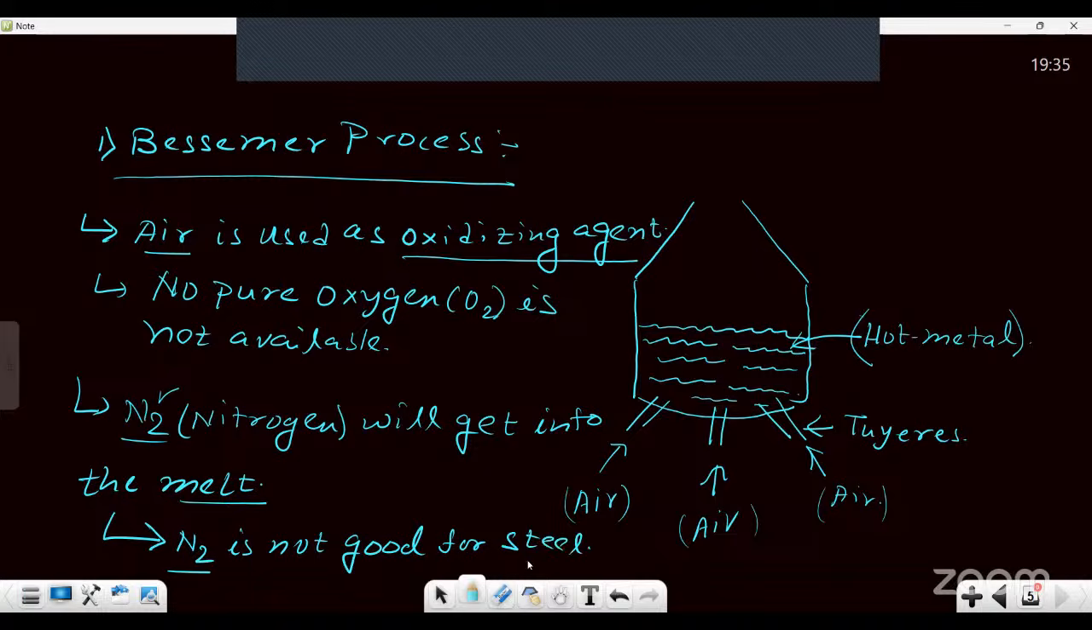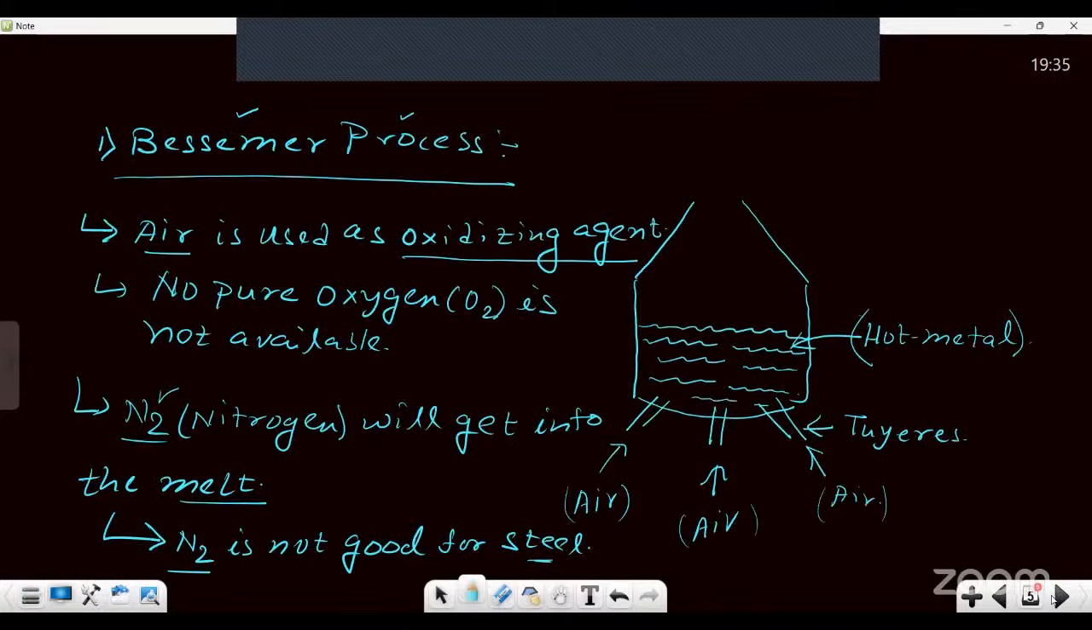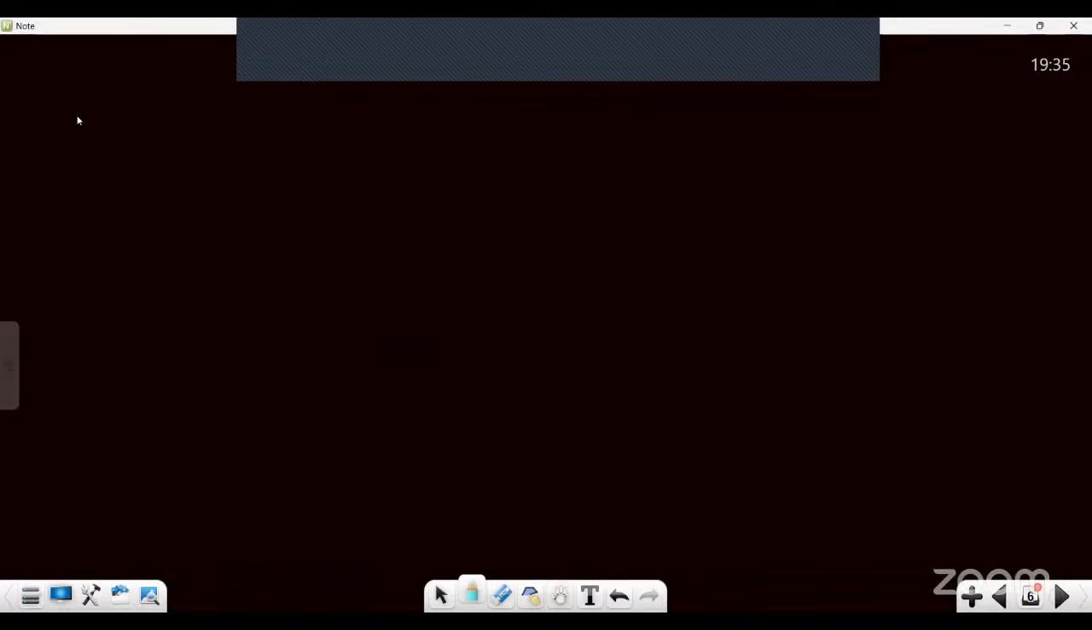And this was one of the problems in the Bessemer process. This process was called the Bessemer process because it was started by Henry Bessemer. Henry Bessemer himself understood that there was this problem, but he still had to go with this process. Why? Because at that time, the process of separating the oxygen from the air was not available. So he had no other option but to go for it.